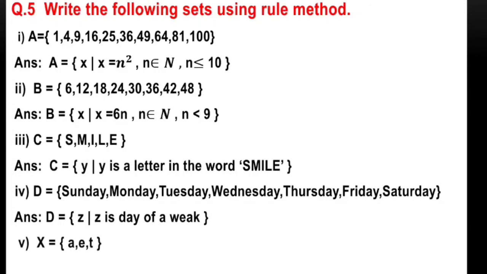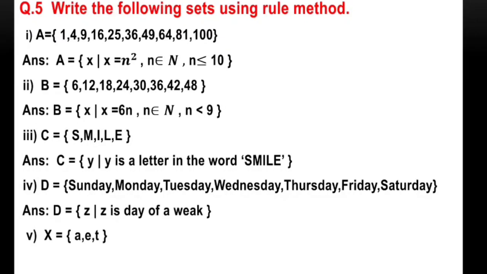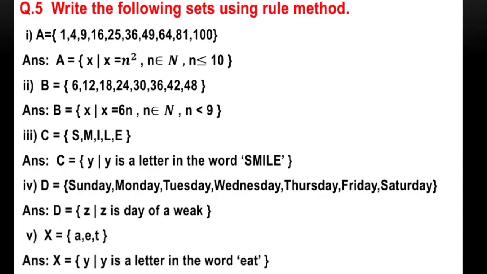Now the fifth example is X is equal to, in curly brackets, A, E, T. From these letters we form one word and that is eat. So therefore we write this set as X is equal to, in curly brackets, y such that y is a letter in the word eat.